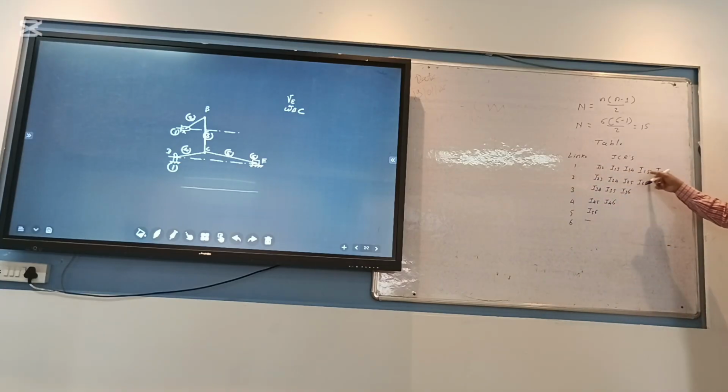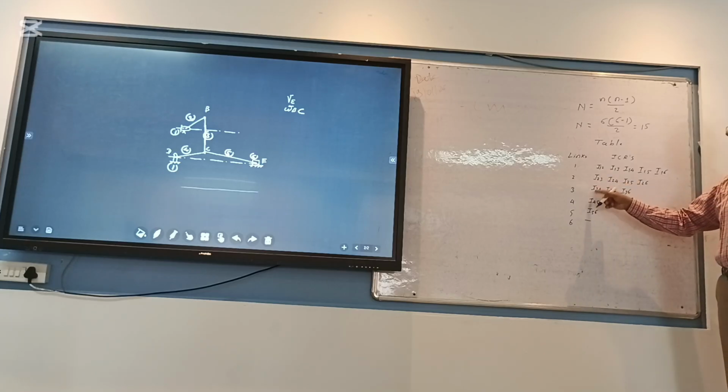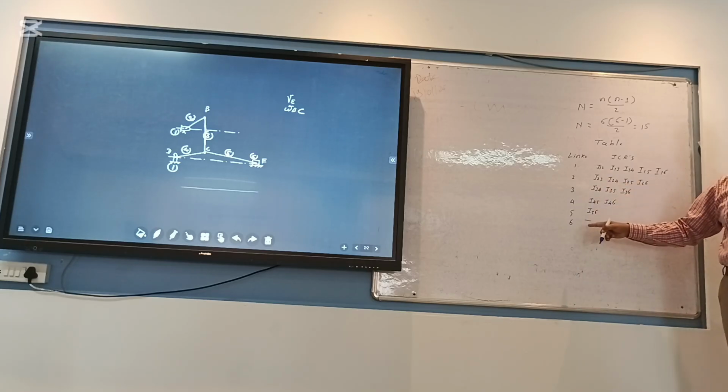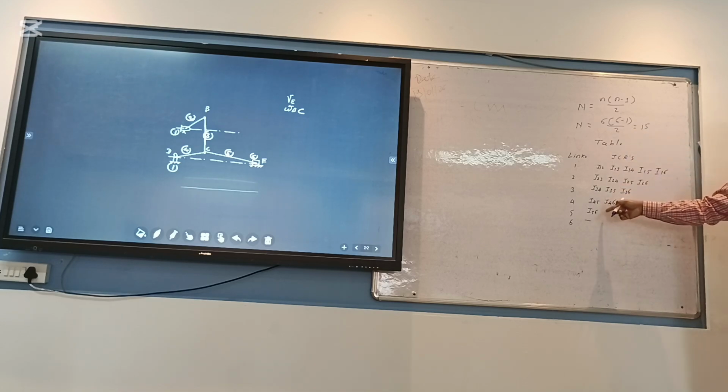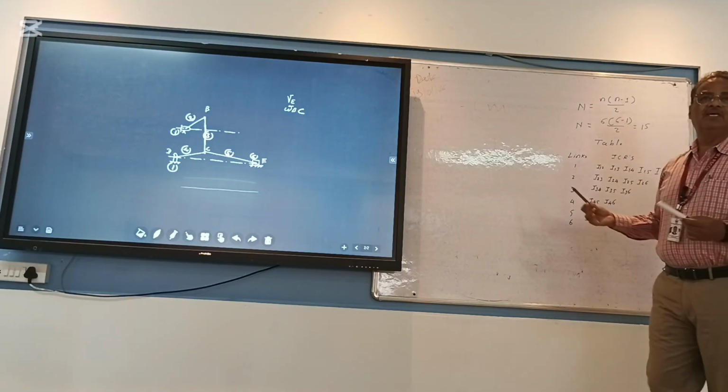Now count this: 1, 2, 3, 4, 5, 6, 7, 8, 9, 10, 11, 12, 13, 14, 15. What was your calculation? 15. You got the 15 ICRs? Yes. This mechanism will have these ICRs. Getting me or not? Everybody getting? Yes. Mukul? So these are the ICRs.